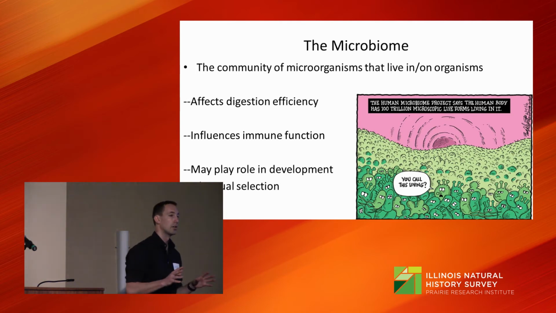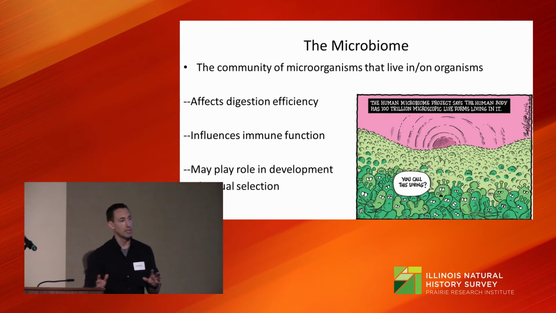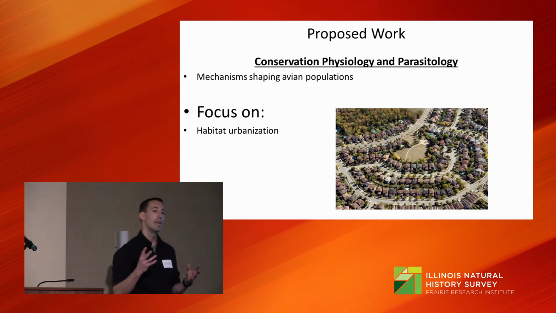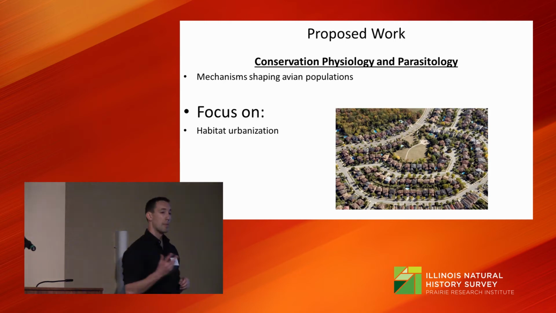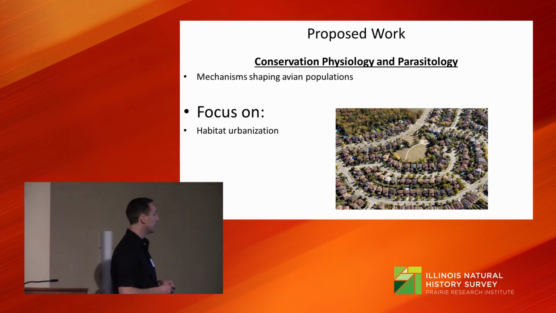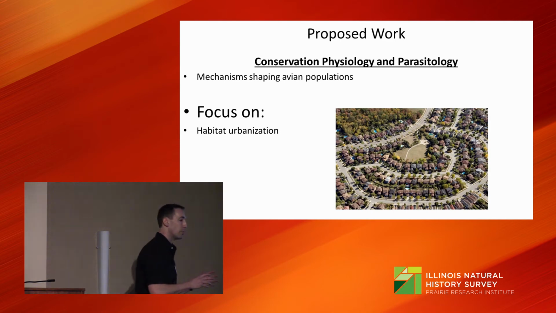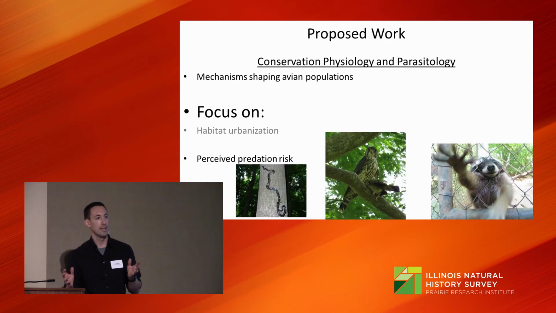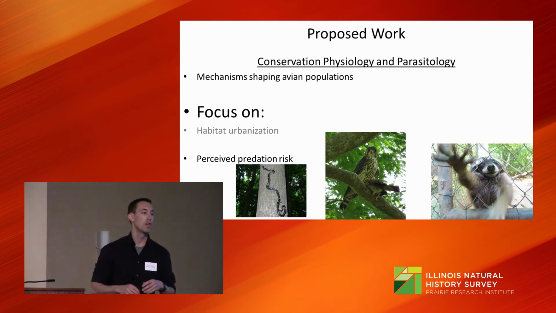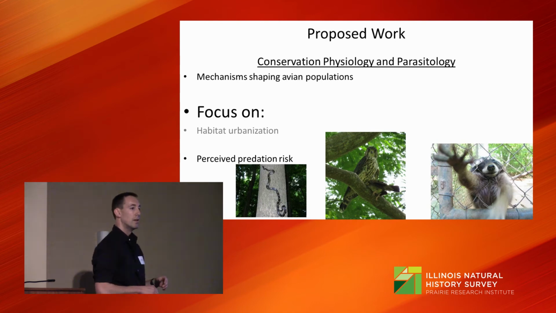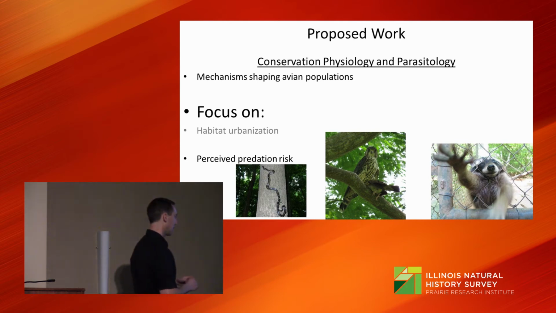All right, now I'm going to talk a little bit about my proposed work for this coming year, examining the mechanisms shaping avian population dynamics in a human-altered landscape. And the focus of this is going to be on the effects of habitat urbanization, as well as the effects of changes in perceived predation risk. Now, we know that predation risk varies across the landscape, and I'm interested whether birds change their investment strategies in current reproduction and in self-maintenance based on this risk of predation.